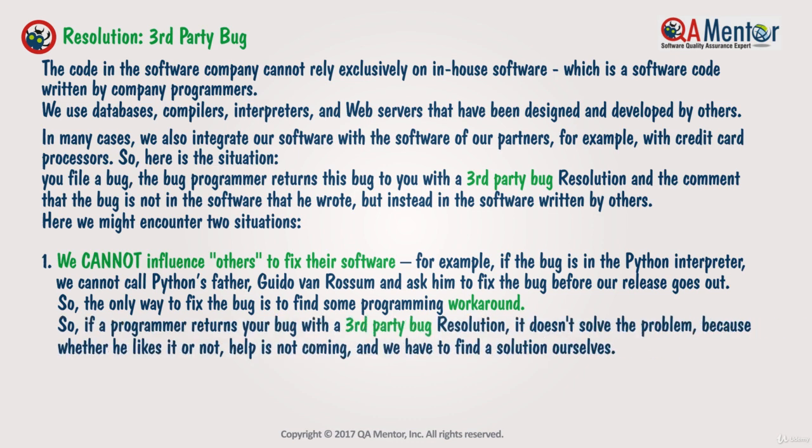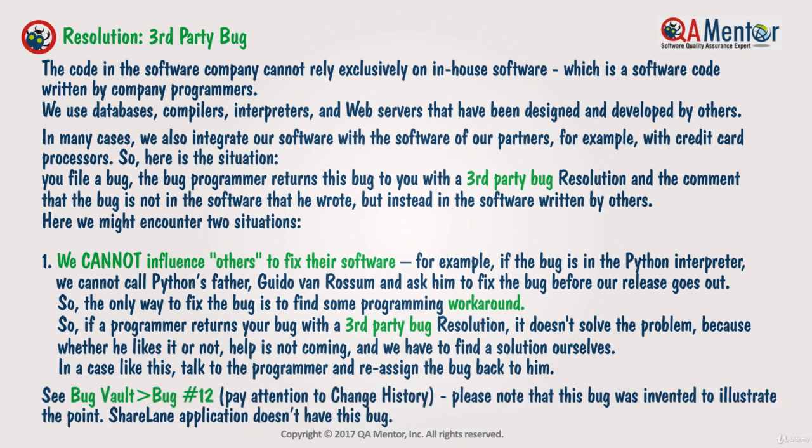So, if a programmer returns your bug with a third-party bug resolution, it doesn't solve the problem because whether he likes it or not, help is not coming and we have to find a solution ourselves. In a case like this, talk to the programmer and reassign the bug back to him. See Bug Vault, bug number 12. Pay attention to change history. Please note that this bug was invented to illustrate the point. ShareLane application doesn't have this bug.